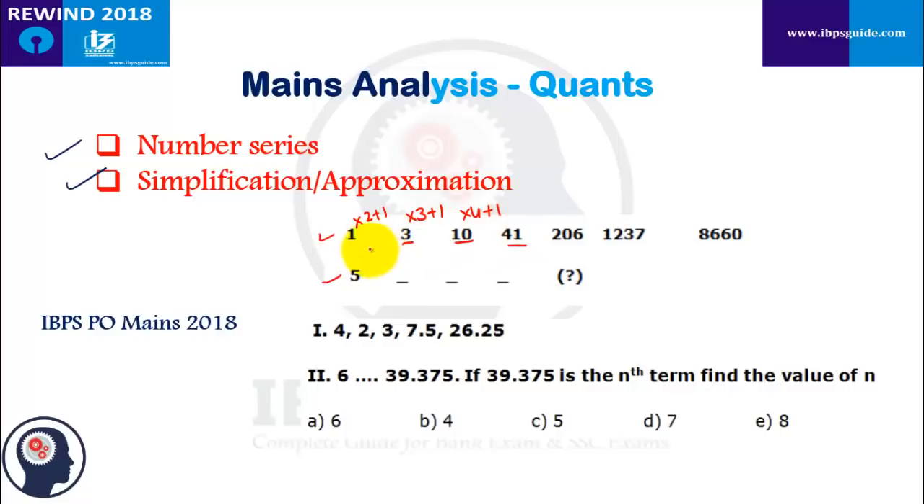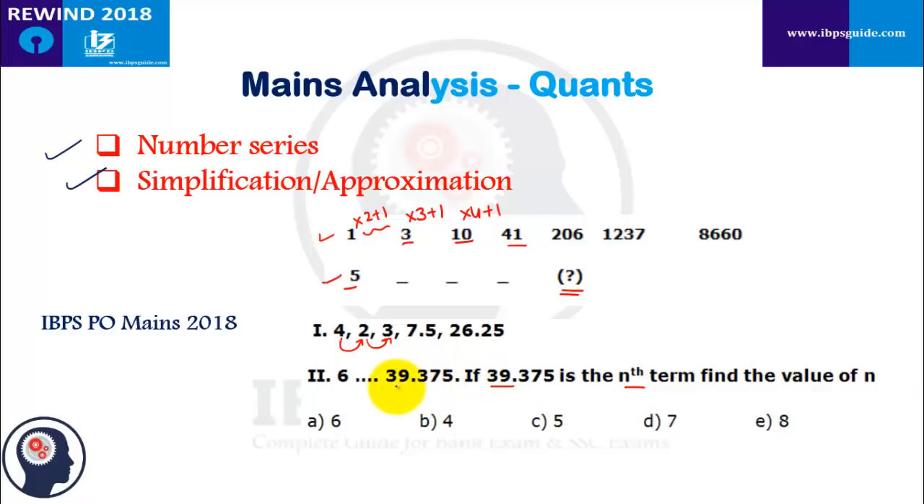So you crack the logic. So the same pattern, same logic that multiplied by 2 plus 1 will be applied here, and you have to calculate the value of this question mark. Okay, now in question 2, you have to crack the logic of how 4 becomes 2, and 2 becomes 3, and the same logic will be applied in row 2. Now in row 2, he is asking if 39.37 is the nth term, then find the value of n.